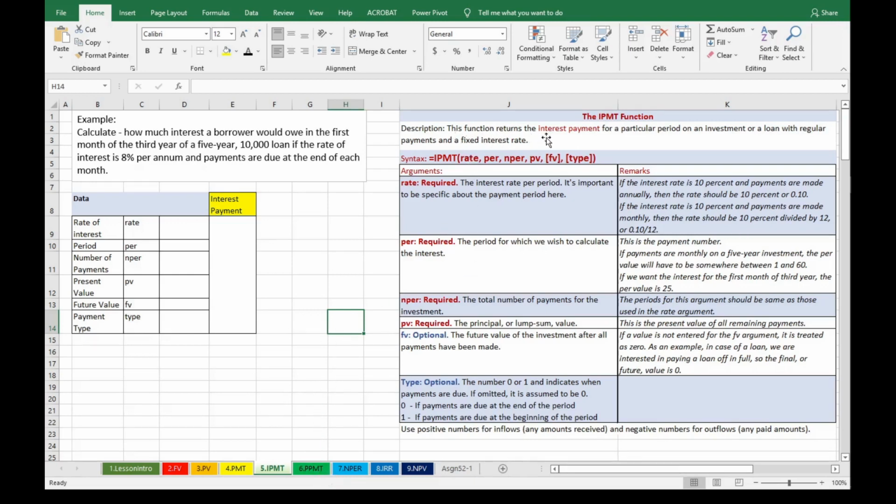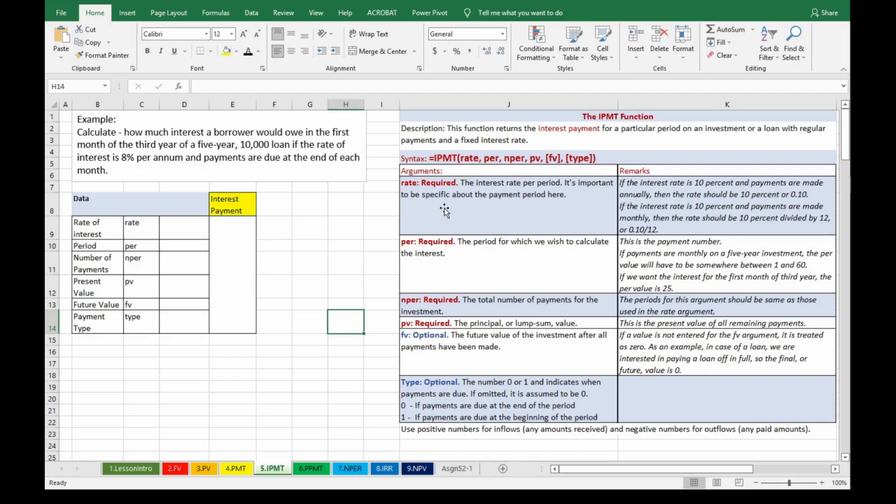This function returns the interest payment for a particular payment of an investment or a loan with regular payments and a fixed interest rate. The syntax is similar to all the functions we saw earlier. So the syntax is IPMT, then we have rate, PER, NPER and PV. So 4 are the required arguments. Then we have FV and type, which are optional arguments. So let's see each argument.